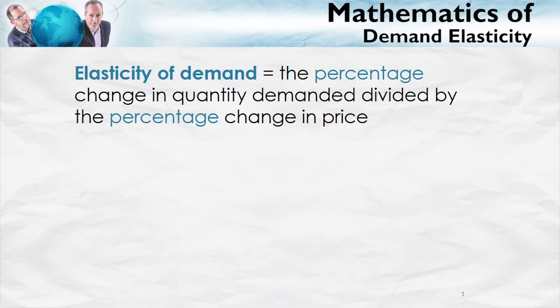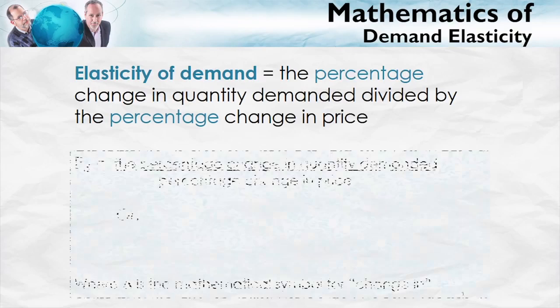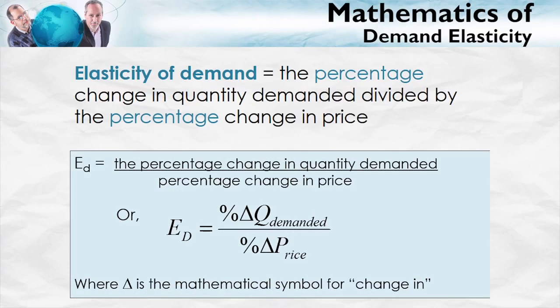So here's a more precise definition of elasticity. The elasticity of demand is the percentage change in quantity demanded divided by the percentage change in price. So let's write it like this. We have some notation here. The elasticity of demand is equal to the percentage change in... Delta is the symbol for change in. So this is the percentage change in the quantity demanded divided by the percentage change in the price. That's the elasticity of demand. Let's give an example or two.